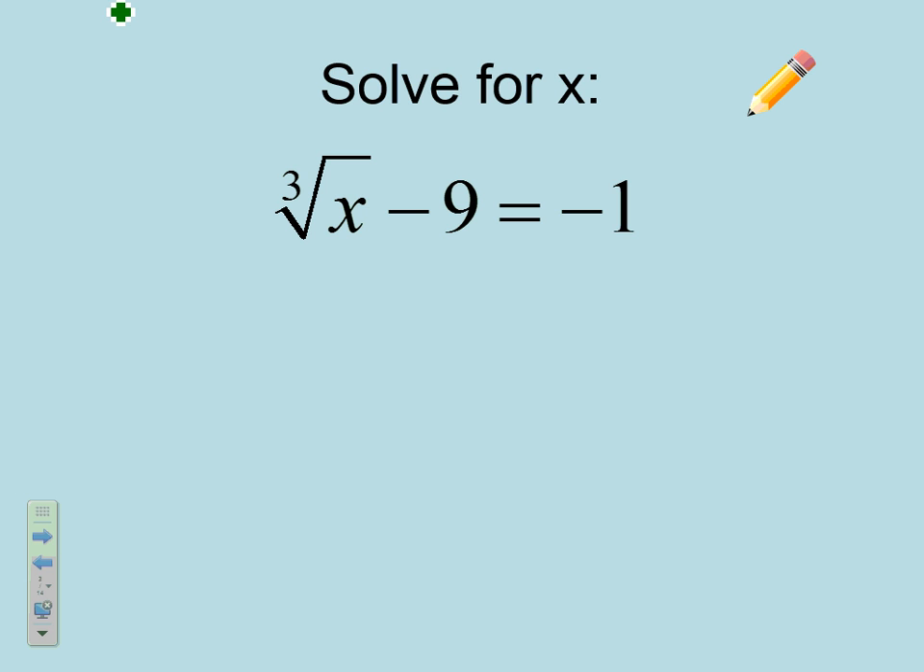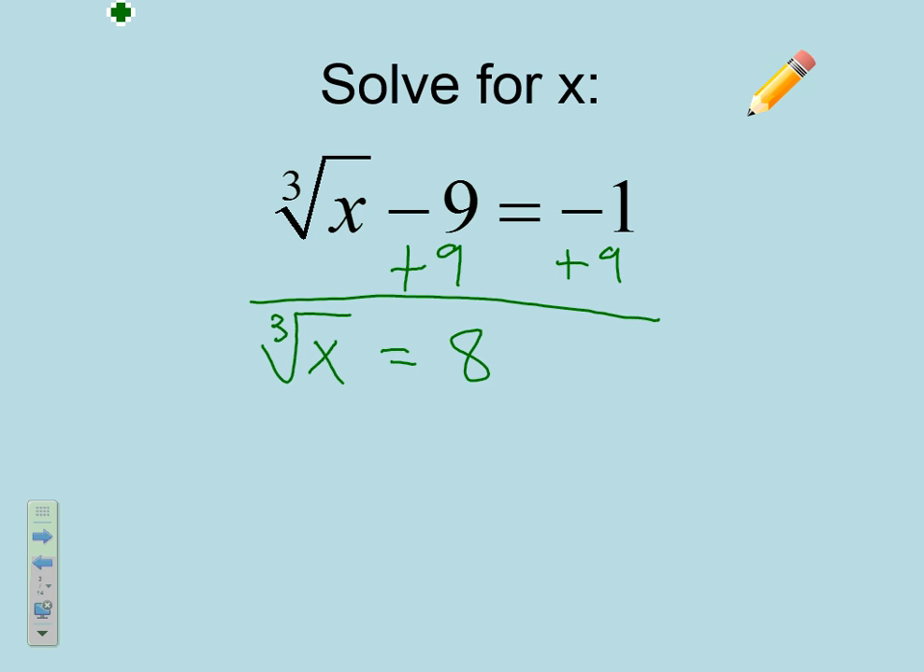To solve this, all we're going to do, add 9 on both sides. So I'm going to get the cube root of x equals 8. Now, to get rid of the cube root, we're going to cube, so those will cancel. Cube this side, x is going to equal 512.